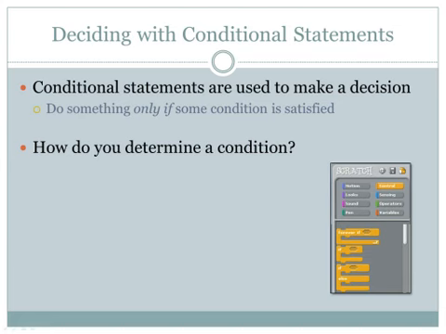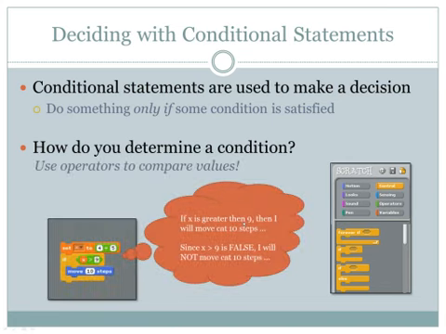The forever if is essentially a loop that uses a conditional statement to continue to do what's in the loop while that condition is met. So how do you determine a condition? Well, basically you use operators to compare values, and that gives you a way to determine whether you should do one thing or another in your computer program.